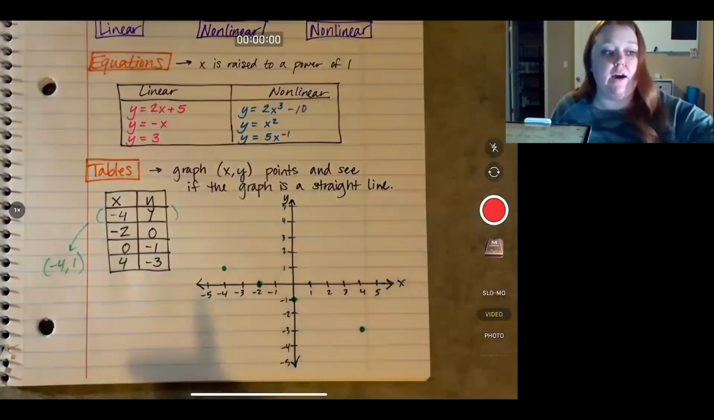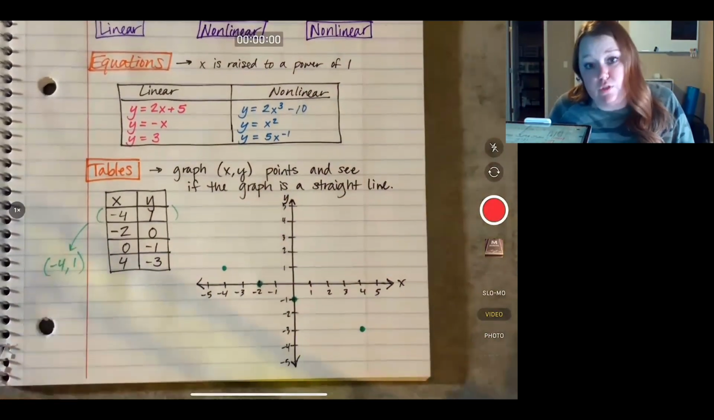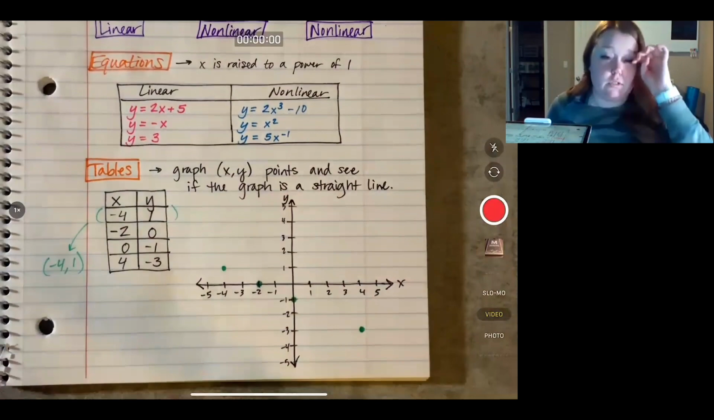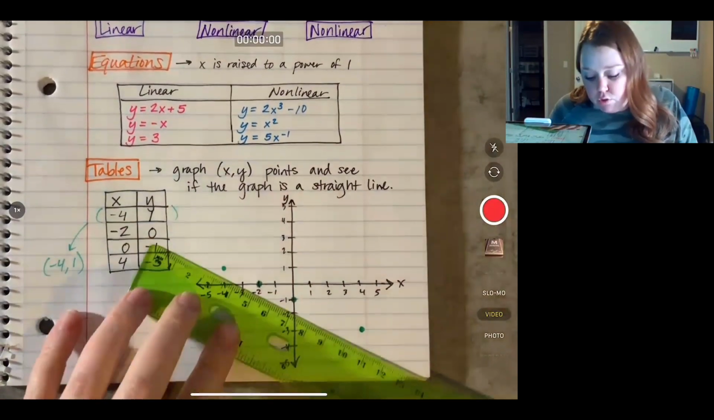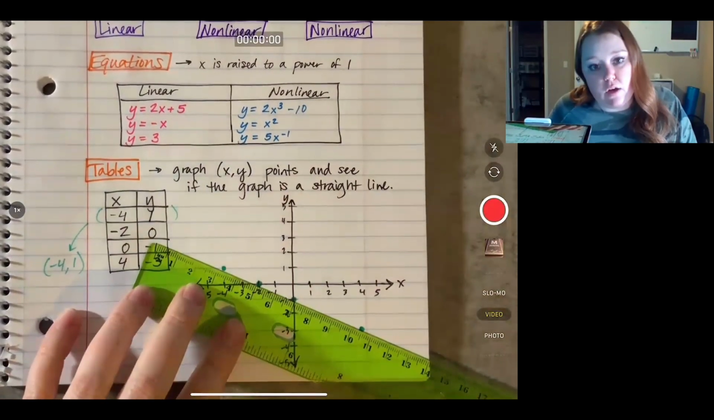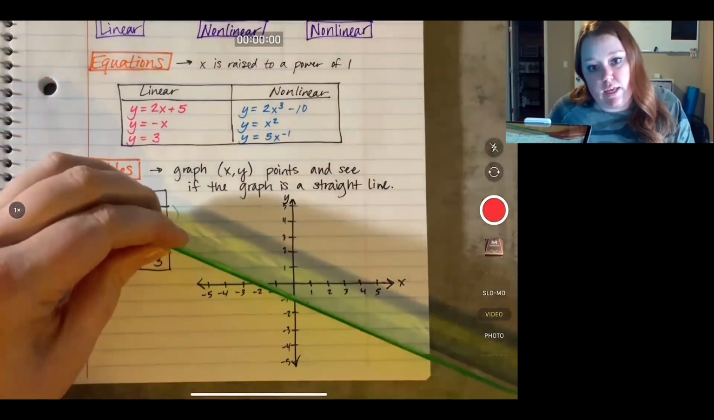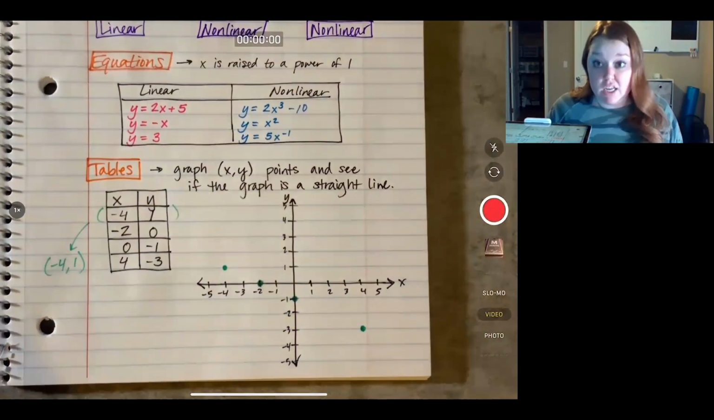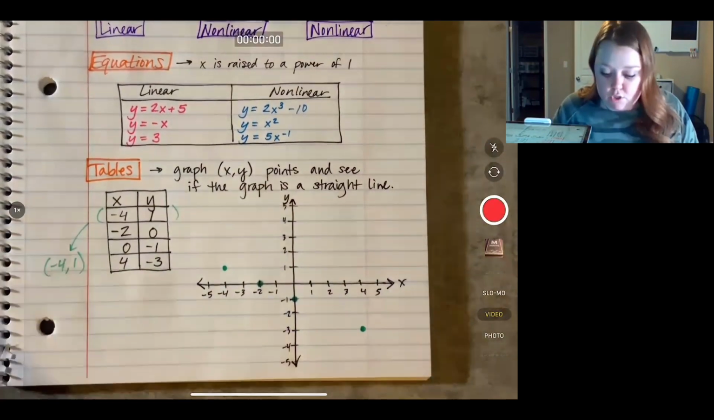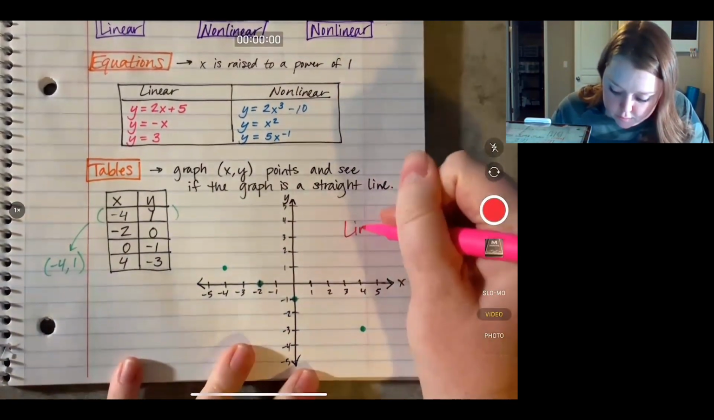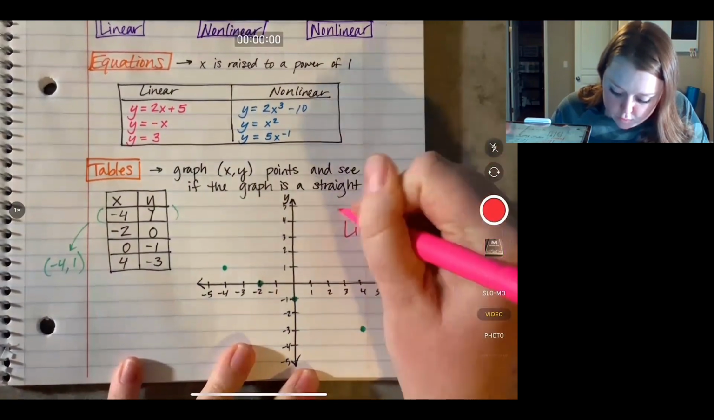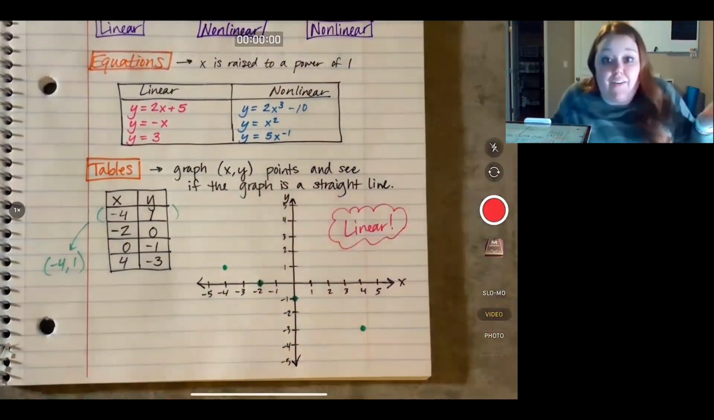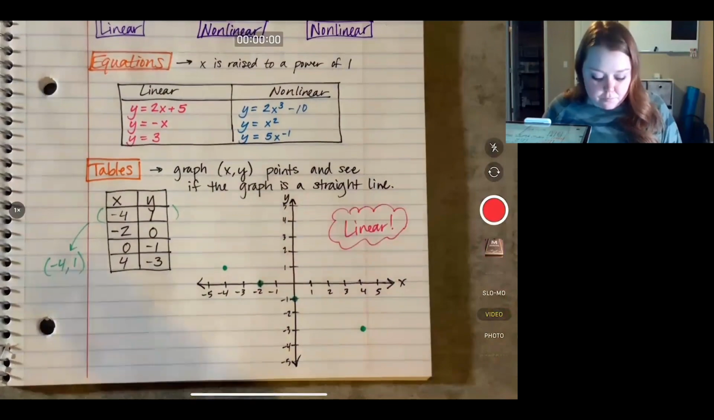Okay, now you could get a ruler if you wanted to, but remember we created this by hand, so it's not super exact, but you should notice that they all kind of fall in a straight line. Since these points fall in a straight line, it is linear, okay? So somewhere on here, tell yourself that, cool, it's linear, yay, okay?